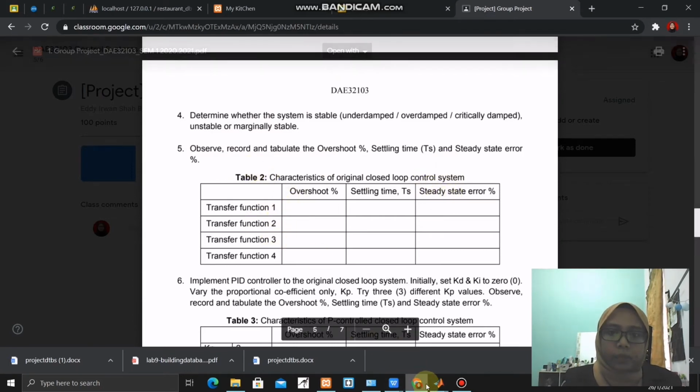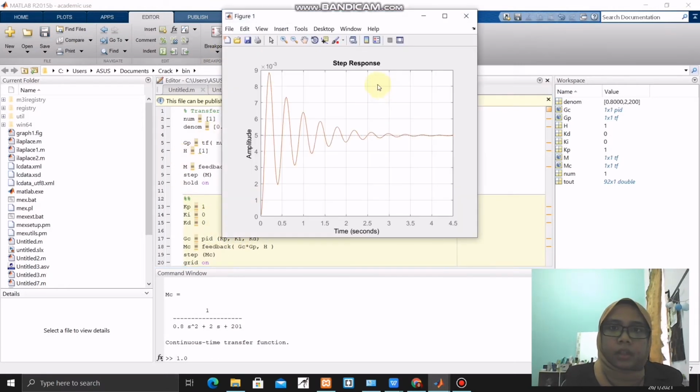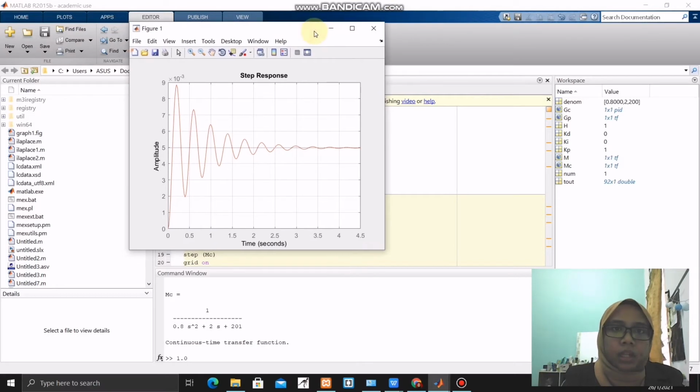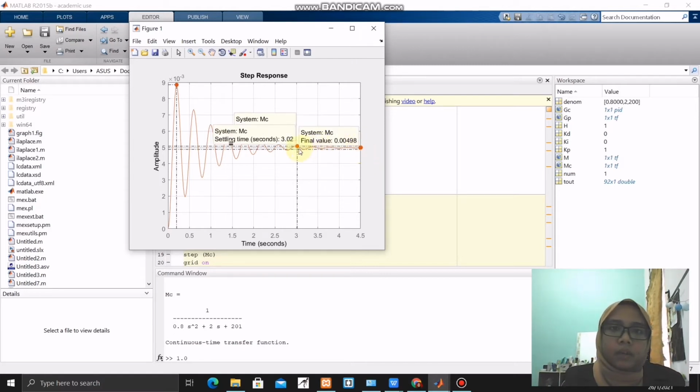Okay, so we have to do coding in MATLAB, and this is my code to find the overshoot, settling time, and also steady state error for transfer function number 3. After writing the code in MATLAB, we have to run it. So here is my step response, and we have to find the overshoot, settling time, and steady state error. So my steady state error is 0.00498%, my settling time is 3.02 seconds, and my overshoot is 78%.